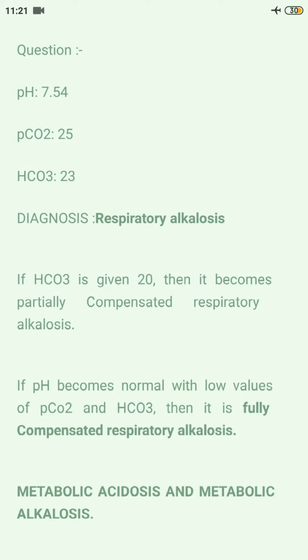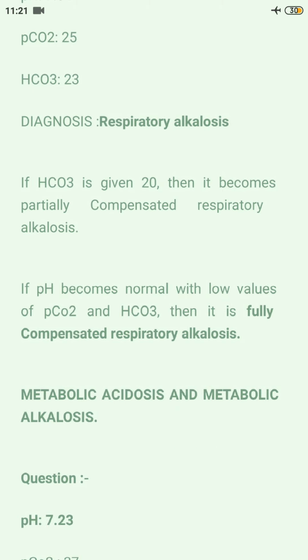Now to compensate respiratory alkalosis, we have read in the earlier part that the body will excrete HCO3 minus. So the HCO3 minus has to go down. So if I say the HCO3 value is 20, then we can say that it is partially compensated because the body has started compensating for the decreased PCO2 in the respiratory alkalosis. Now the body is going on compensating, and when the pH again becomes normal, then we can say that it is fully compensated.